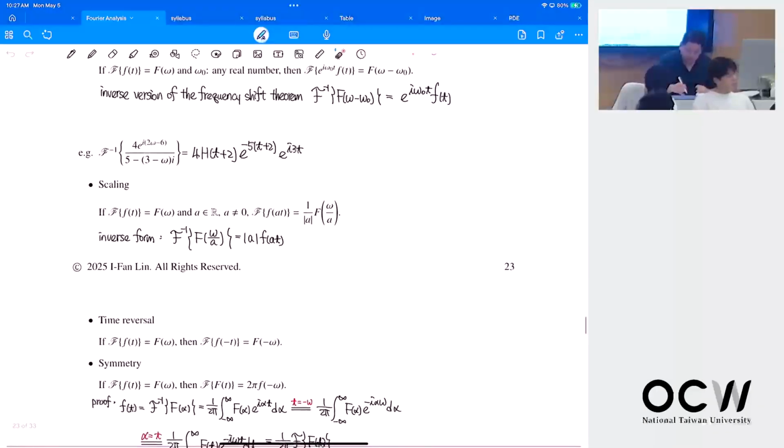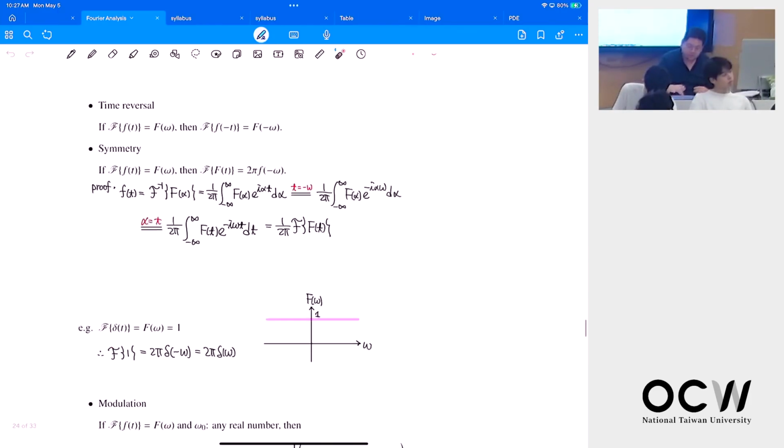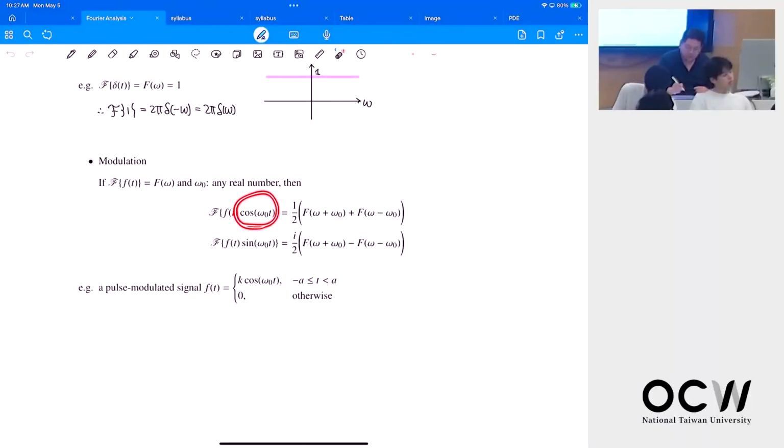Normally we multiply by exponential, but that's so expensive. You see that if I multiply by complex exponential, I also shift in frequency. But this is very expensive, so normally we just multiply by cosine or sine.